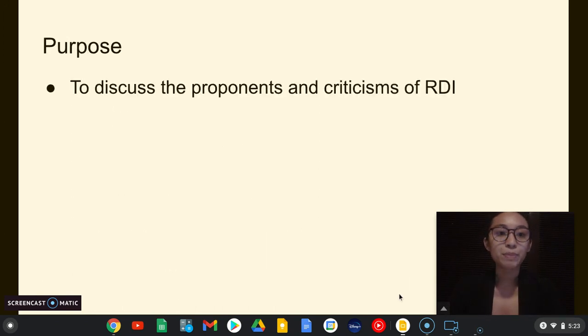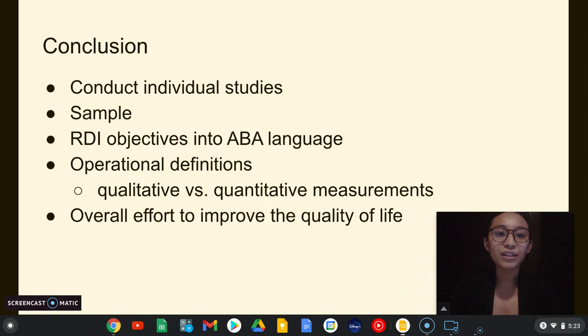So again, the purpose is to discuss the proponents and criticisms of RDI based on the study and previous research. And in conclusion, I support RDI. With it being a new intervention and not many studies having been conducted to prove its effectiveness as an intervention, it's hard to say whether or not to completely rule it out. So I think with some advancements, it could be a potentially effective intervention in the field of ABA.